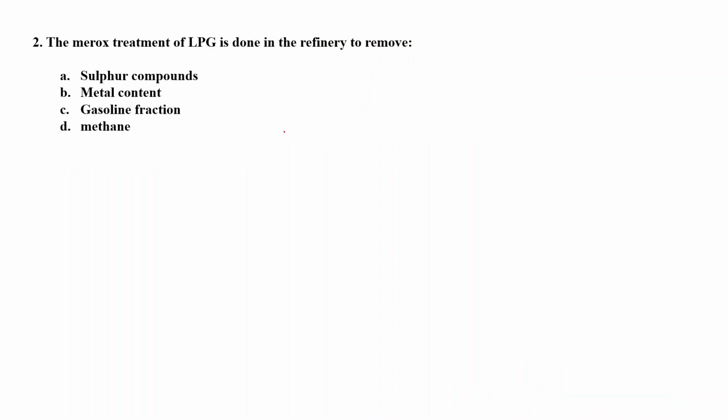Coming on to the next question: the Merox treatment of LPG is done in the refinery to remove what? The answer to this question is sulfur compounds. Mainly the sulfur compounds should be removed from the LPG. So for that purpose, Merox treatment is done.